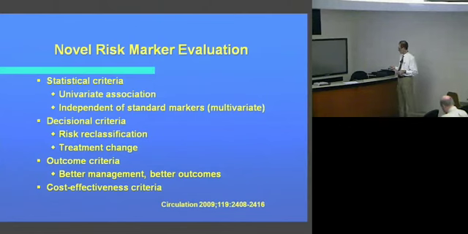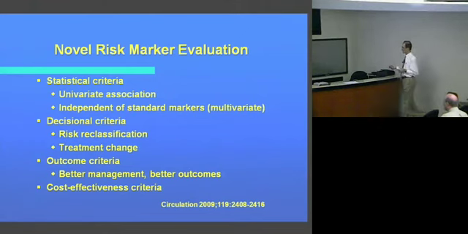So the main thing is to say we first start with statistical criteria. So we look at those and we apply those, univariate association, multivariate modeling. I see a lot of our statistical colleagues are here, and I'm glad for that, and I hope you'll ask questions. The next part, though, is what I would put as decisional criteria, which goes with risk reclassification measures and assessments of how we change treatment as a result of these things.